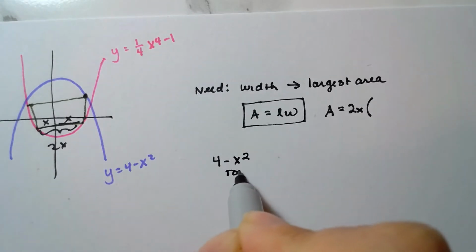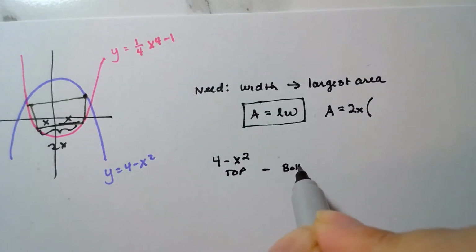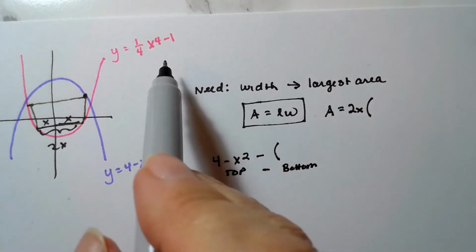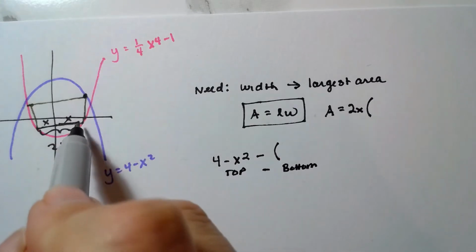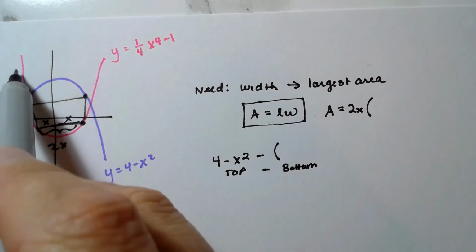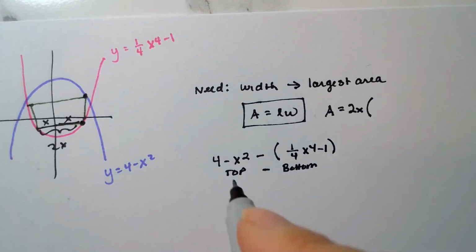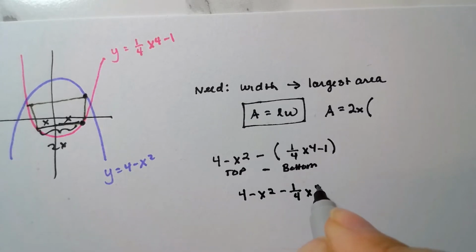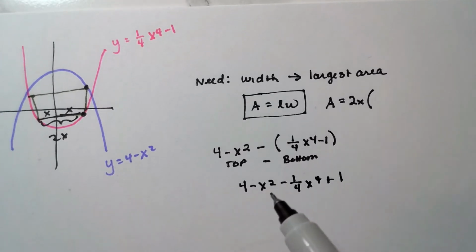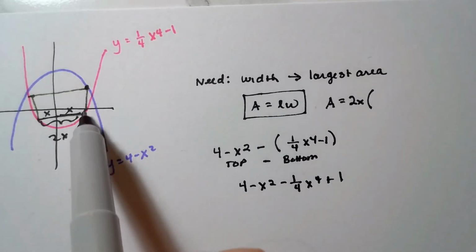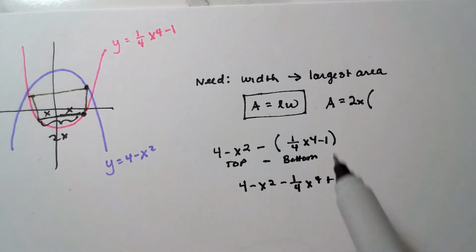So it's top curve minus the bottom curve. That's usually how kids remember it. But I got to remember to use parentheses because I have a couple of terms here. The bottom curve, or the curve that touches the bottom vertex, is this 1/4 x to the 4th minus 1. And I'm going to clean that up. So 4 minus x squared minus 1/4 x to the 4th plus 1 is what we get, right? Now, this is not the area function. This is just this whole distance here, top curve minus bottom curve. So this is representing the height of our rectangle.